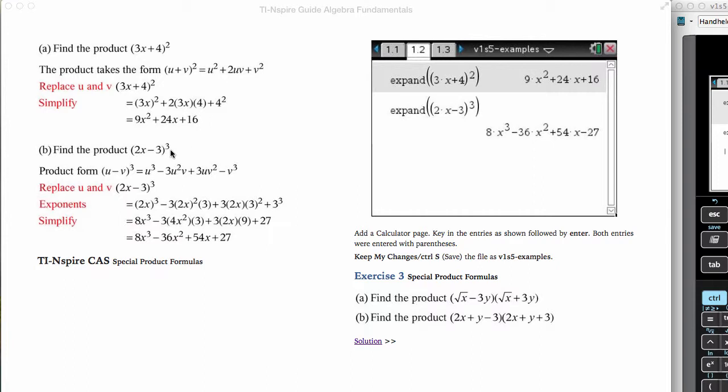When we're doing a cubic, we write down the formula, u cubed, u squared, u, v squared, v cubed, alternate the signs, negative, positive, negative. So then we substitute in that u is 2x, and we substitute in that v is 3. And we go through and put all these in. And then when we do the arithmetic that's involved here, we end up with 8x cubed minus 36x squared plus 54x plus 27.